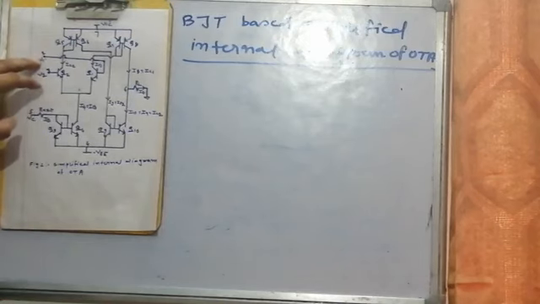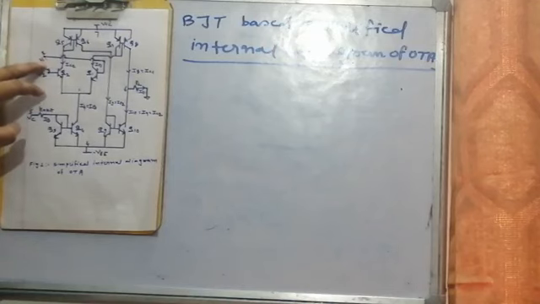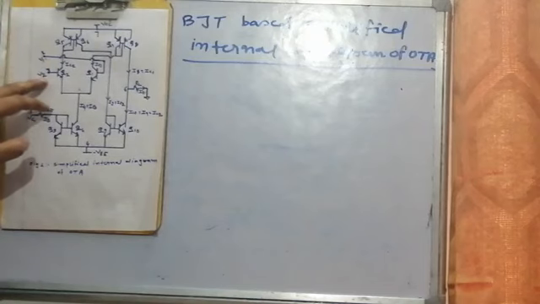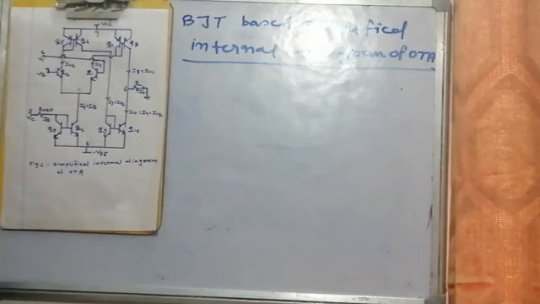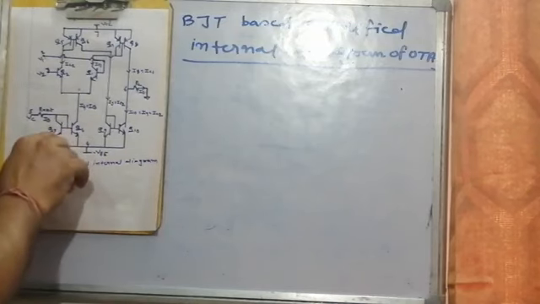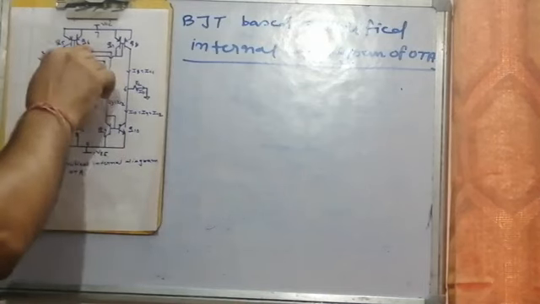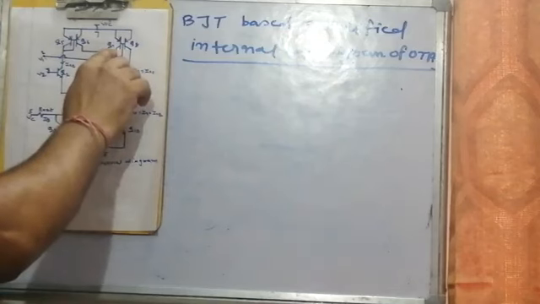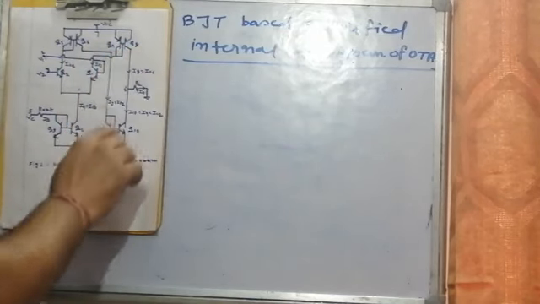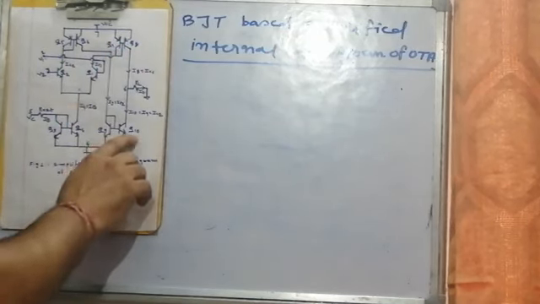And V1 is treated as the non-inverting terminal and V2 is treated as the inverting terminal. And apart from this differential amplifier, we have used 4 pairs of current mirror. The first pair is made of Q3, Q4. The second pair is made of Q5, Q6. The third pair is made of Q7, Q8. And the fourth pair is made of Q9 and Q10.